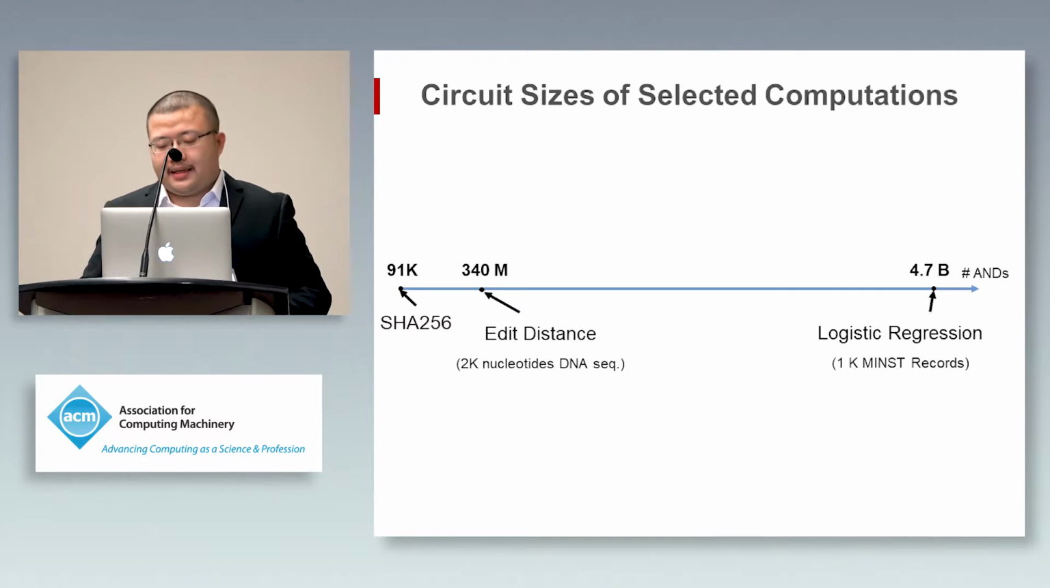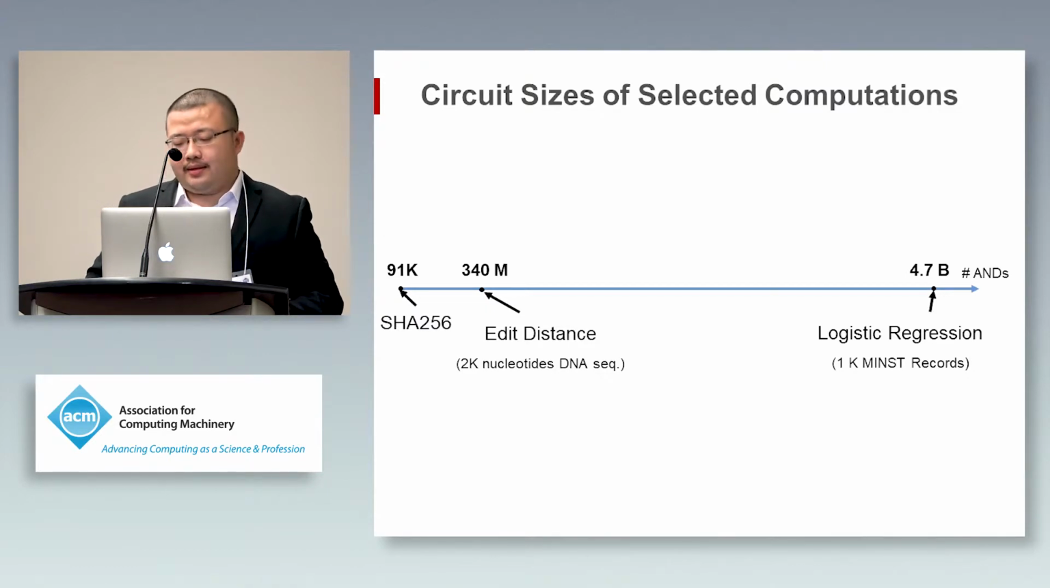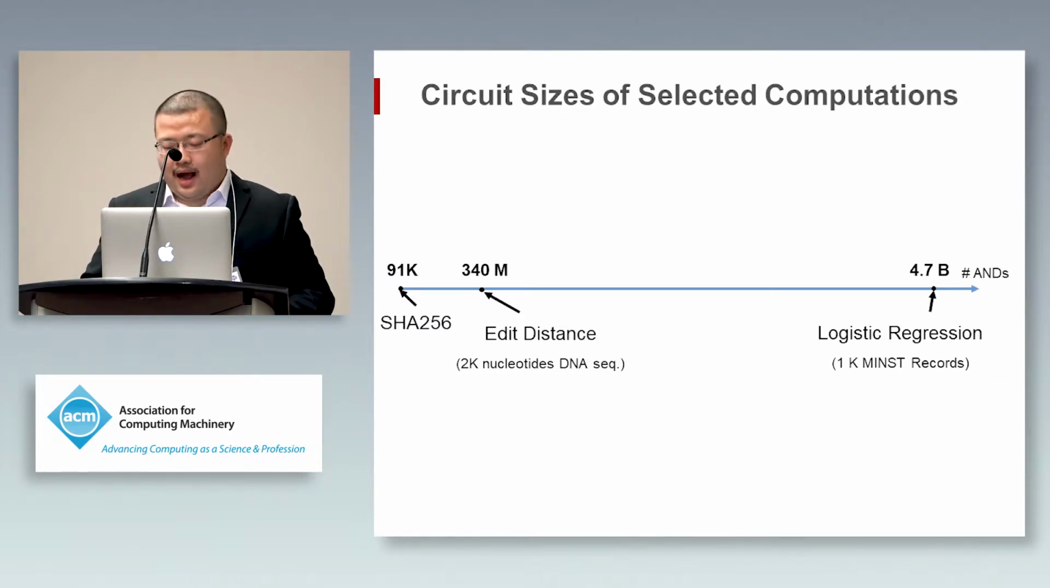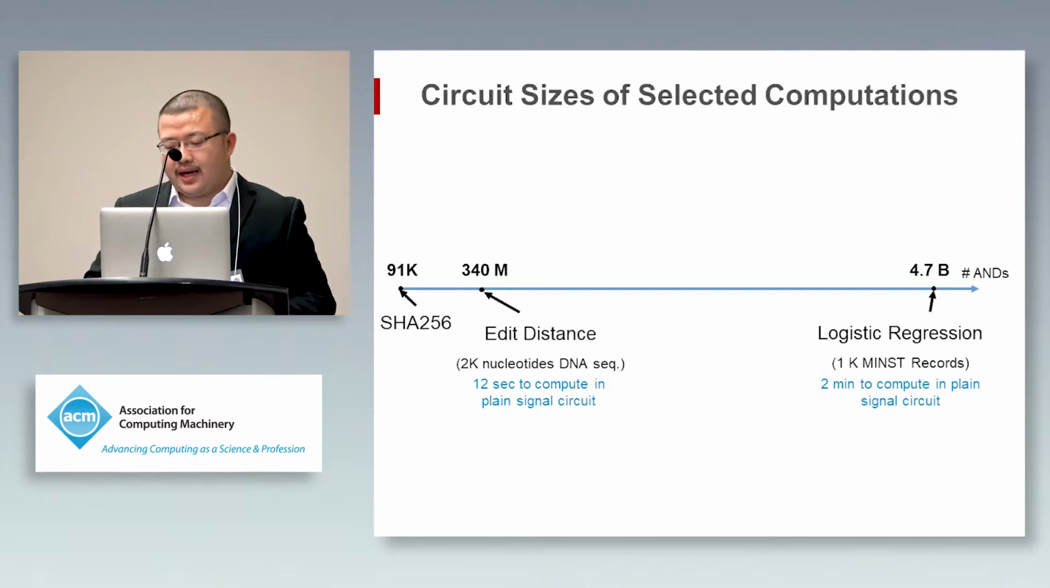Besides machine learning, many other applications are still well off the chart of existing benchmark applications. For instance, computing the edit distance between two DNA sequences with only 2,000 nucleotides has a scale of 340 million gates, which is 3,500 times larger than SHA-256. These real-world applications are not really large at all.